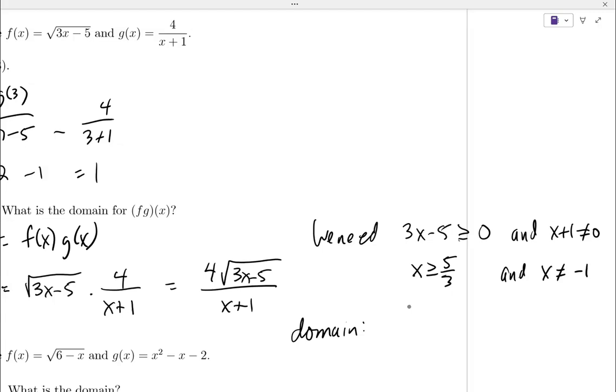So what's your domain going to be then here at the end? Is it this way? 5/3? Yeah, it's the other way, right? Because it's greater than. So we need 5/3 to infinity. Yep. And why is it a bracket? Yeah, it's greater than or equal to it. That's exactly right. There's no worries about trying to delete out -1 because -1's not in that interval, right?